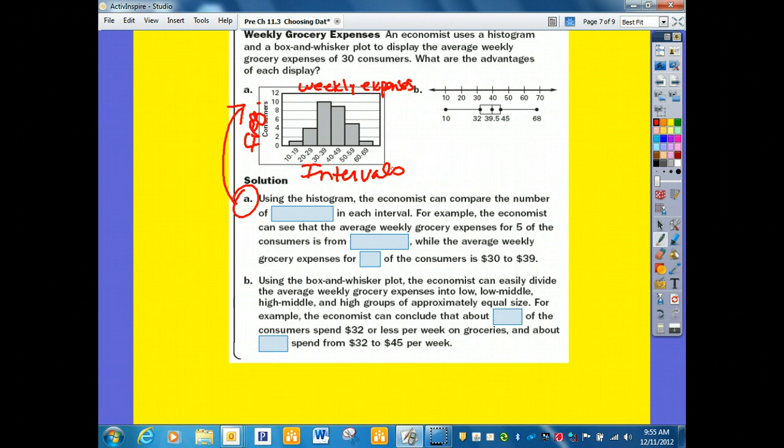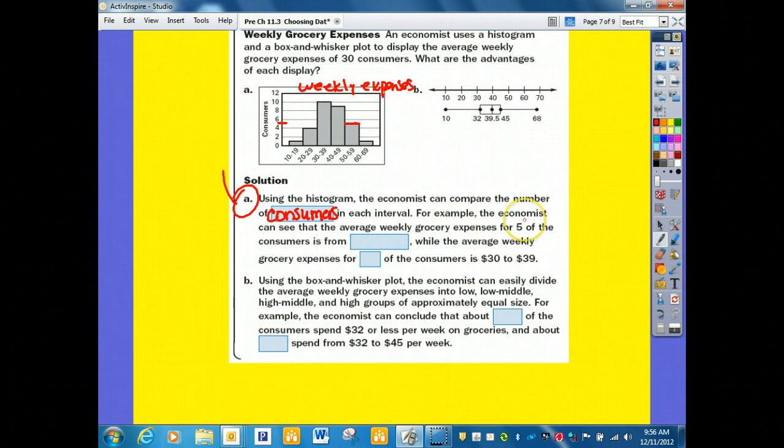Okay, so what can we compare? The number of what in each interval? The number of consumers in each interval. We can compare. So how many consumers were in the 50 to 59 interval? 50 to 59 right here, and that goes over about right there, so you would be correct. And so we just answered this one.